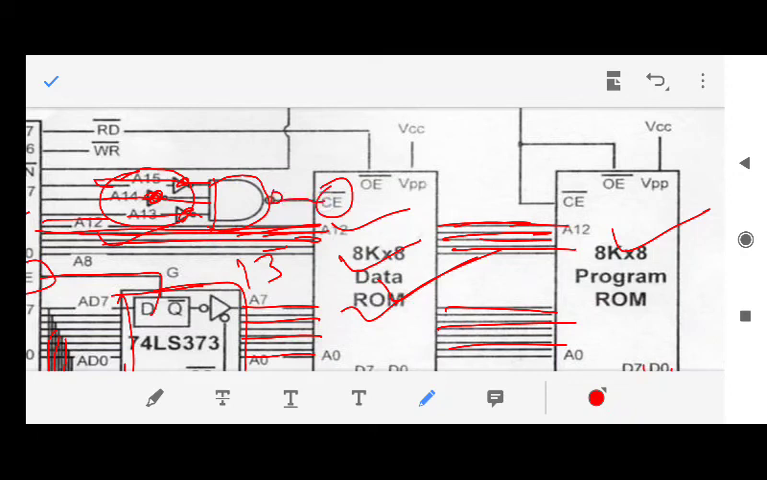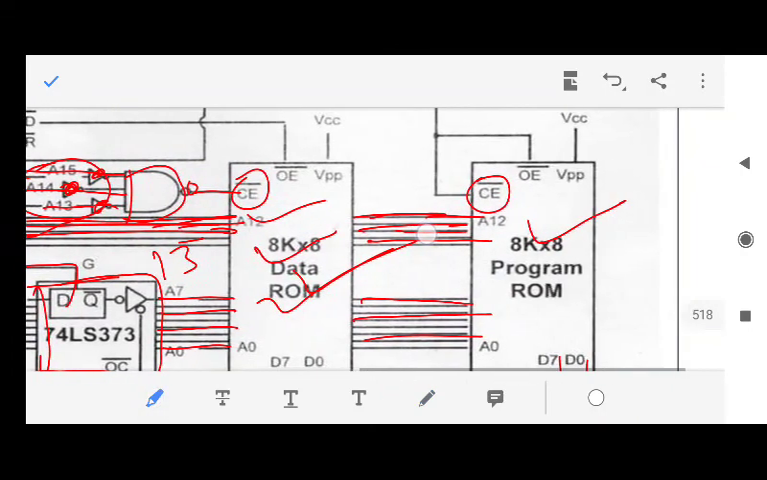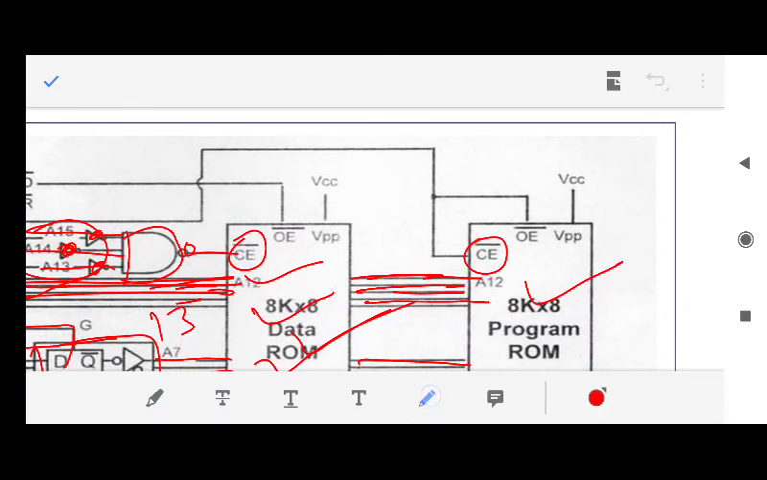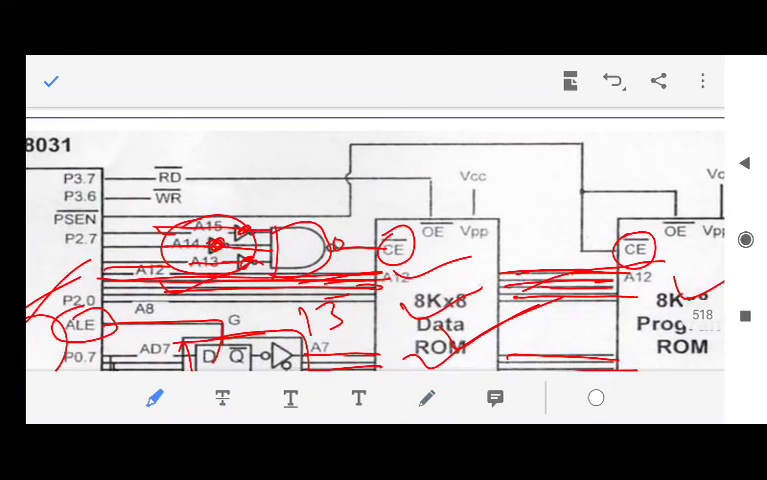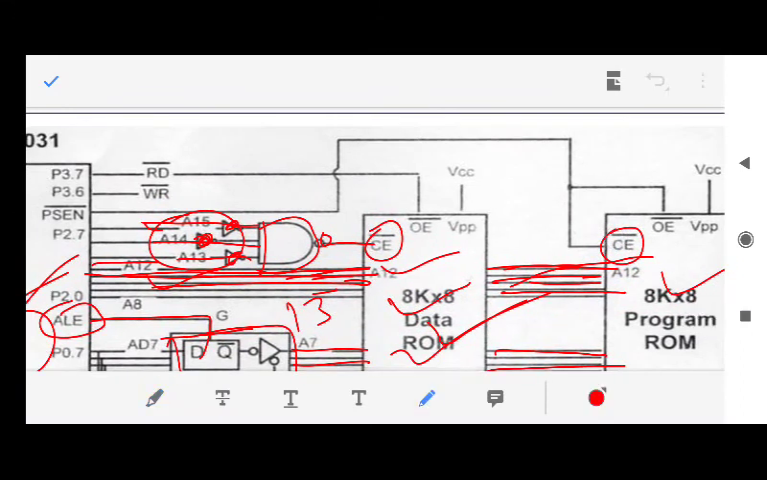But what will happen to the chip select signal of program ROM? In case of program ROM, where do you connect this chip select signal? You connect this chip select signal or the chip enable signal to the program store enable pin of 8051. Fine. And the same signal should be connected to the output enable of program ROM. Fine. Now this is the data ROM.